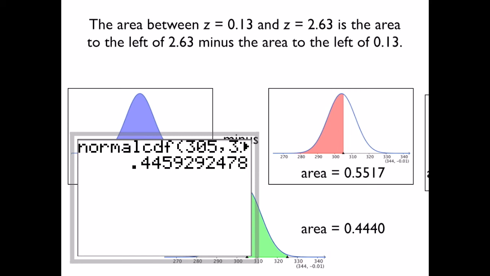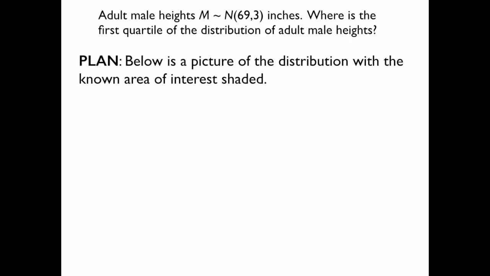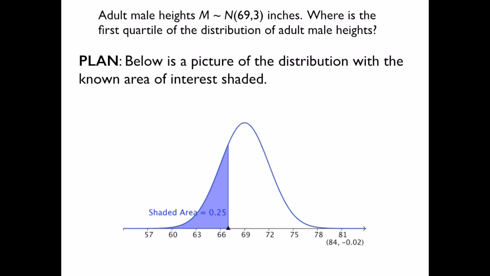One last example, working in reverse. Now let's say we're dealing with these adult male heights, and we want to figure out the first quartile. In other words, we want to figure out what value gives us 25% of the distribution to the left of whatever certain score. In this case, we actually know the shaded area. We know the shaded area is 0.25, and we want to find the value that gives us that shaded area.